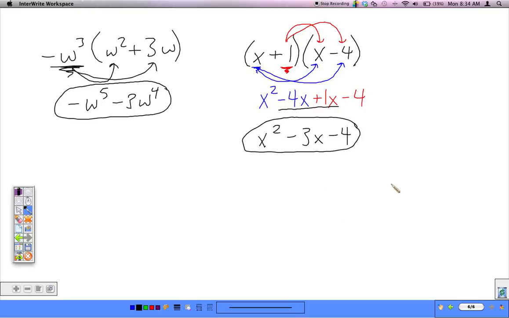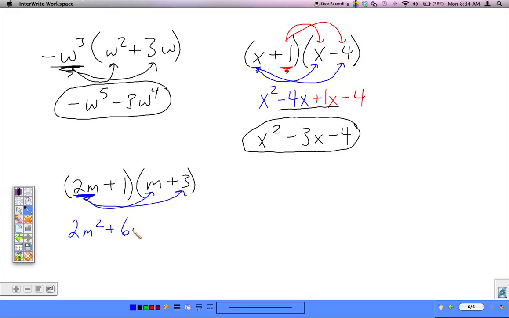Let's do one more of those examples, and let's throw another term up front. So you have 2m plus 1 times m plus 3. We take our front term, 2m, multiply it with both terms in the second binomial. So 2m times m is 2m squared, and then 2m times 3 is positive 6m.